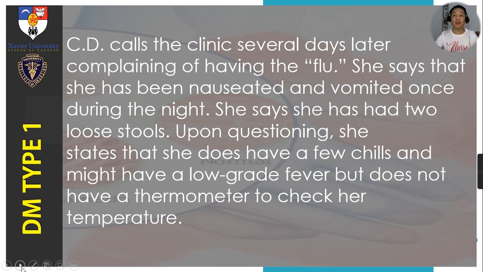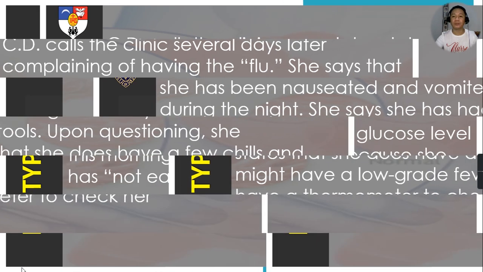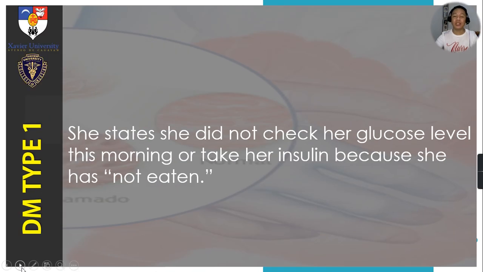CD calls the clinic several days after complaining of having the flu. She says she has been nauseated and vomited once during the night. She says she has had 2 loose stools. Upon questioning, she states that she has a few chills and might have a low-grade fever but does not have a thermometer to check her temperature. She states she did not check her glucose level this morning or take her insulin because she has not eaten.